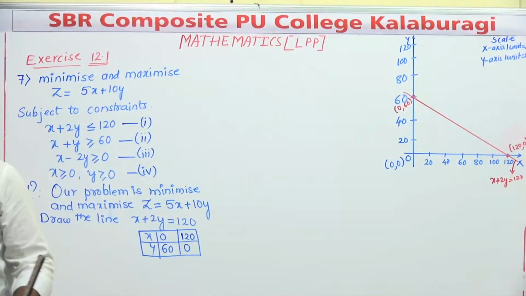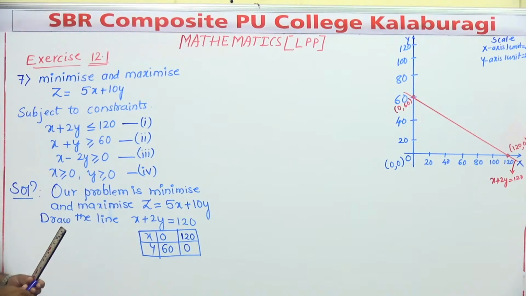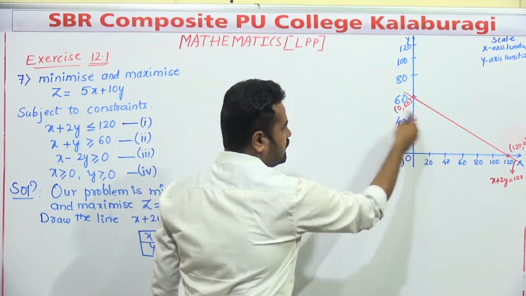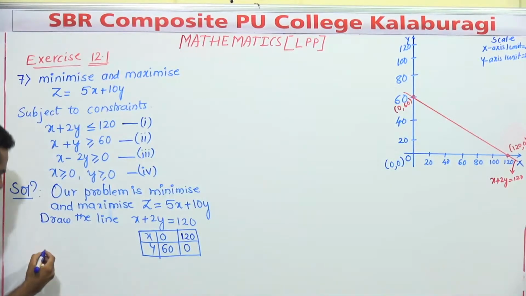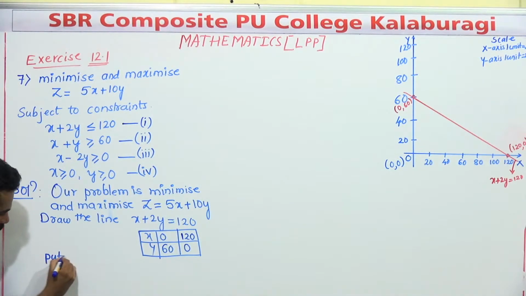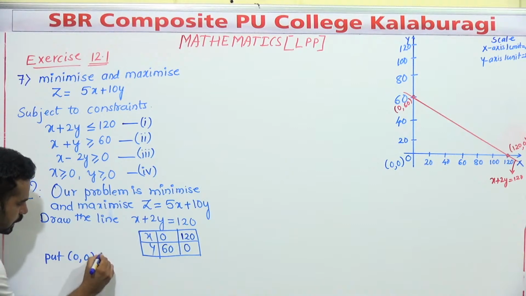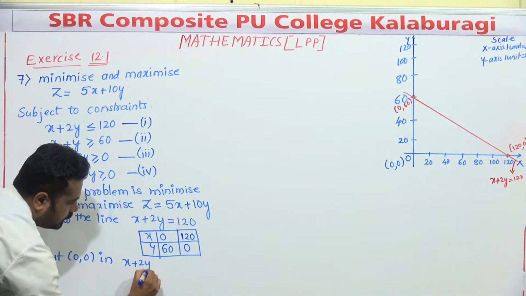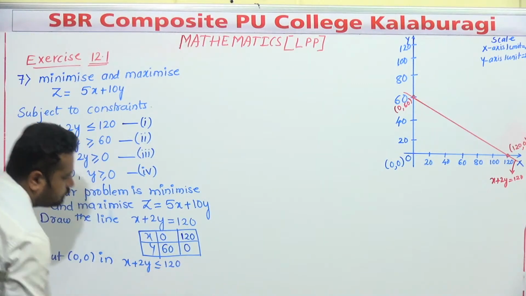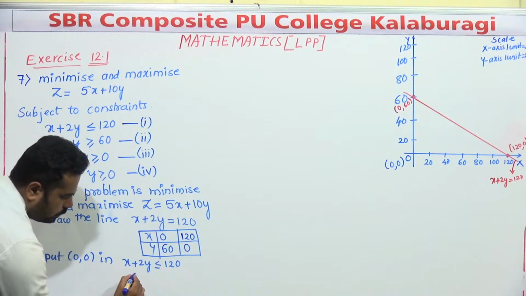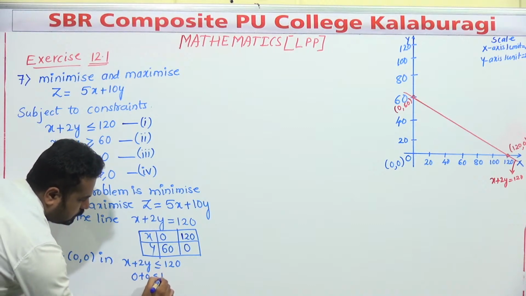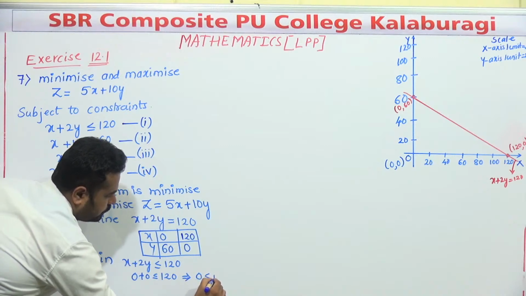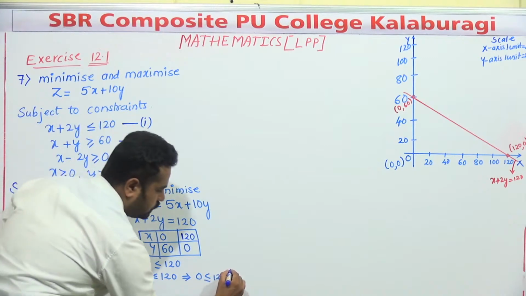Check whether this line is passing through origin. This line is not passing through origin. Therefore, take 0, 0 and substitute in its corresponding inequality, x plus 2y less than or equal to 120. Here x is 0, y is also 0, and this implies 0 is less than 120. This is true.